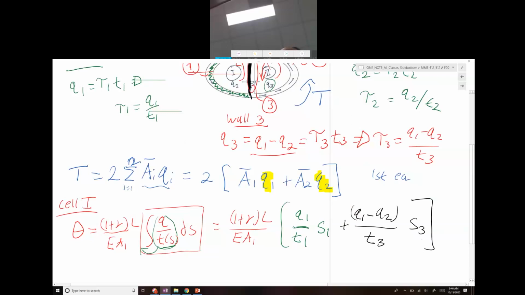Where S3 is just the length of that section. All right. So are there any questions about that part of completing that integral for this section?